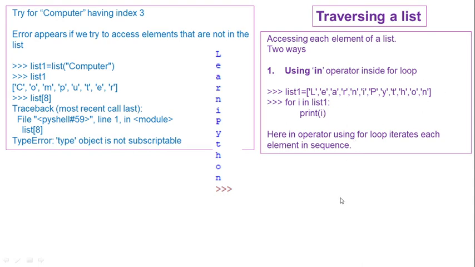Here the in operator using a for loop iterates each element in the sequence. This will be the result: learn Python. So this is a very basic operation.